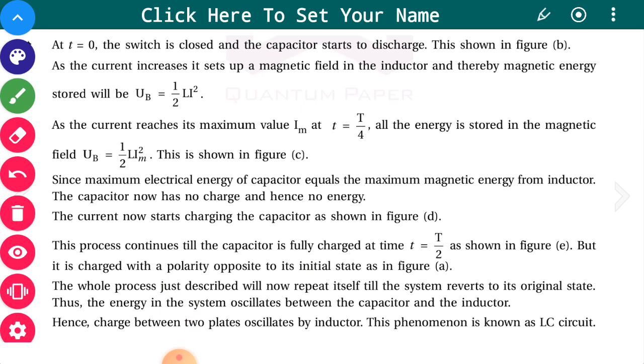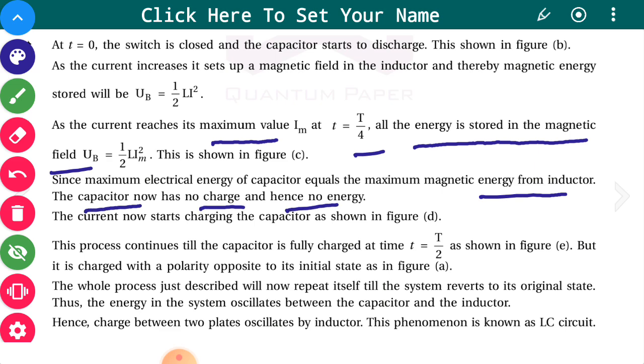Okay, so this can be understood easily. This whole description is given, you can read and understand easily. As the current reaches its maximum value Im at T by 4, all the energy is stored in the magnetic field. Since the maximum electric energy of the capacitor equals the maximum magnetic energy of the inductor, the capacitor now has no charge, and hence it will have no energy. Whenever the energy is totally transferred to the inductor, the capacitor will have 0 energy.